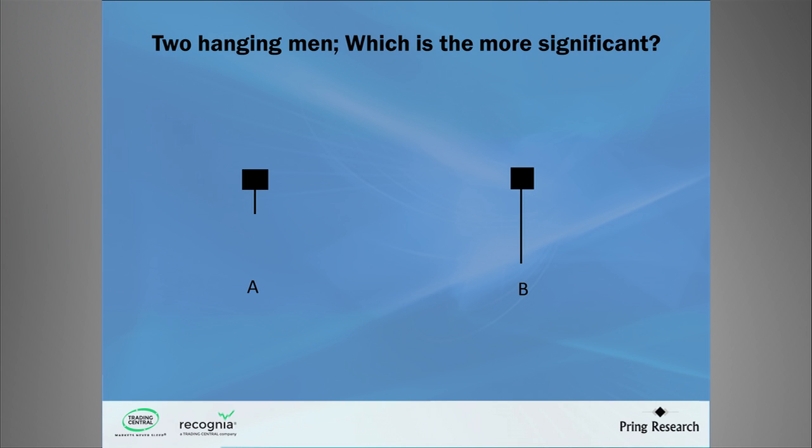Thus in this diagram, example B will, other things being equal, be much more significant than example A on the left. While the color is not too important, a white hammer tends to have more significance than a black one, since it means that the price opens, sells down to the low, and ends on or very close to its high. So let's pretend this is a hammer, and I'll make it into a white one. Similarly, a black candle tends to be more bearish for a hanging man.